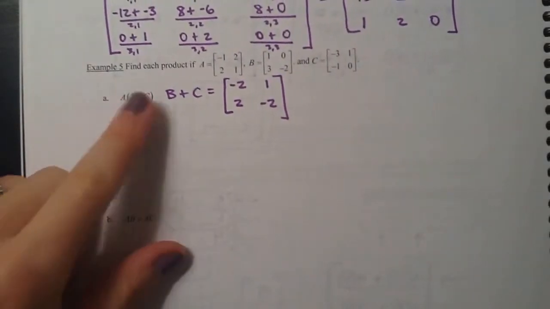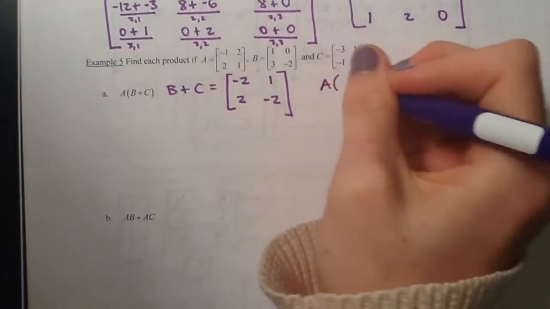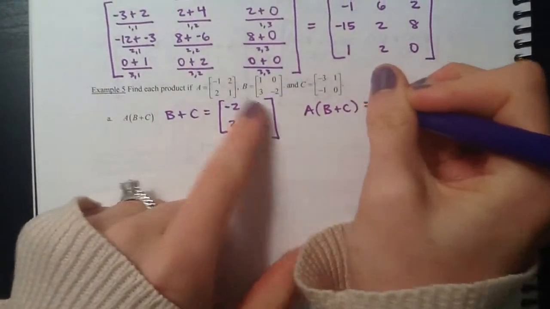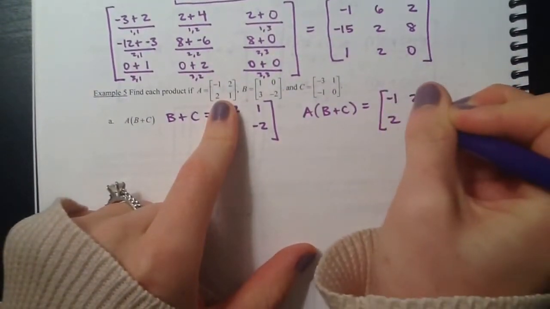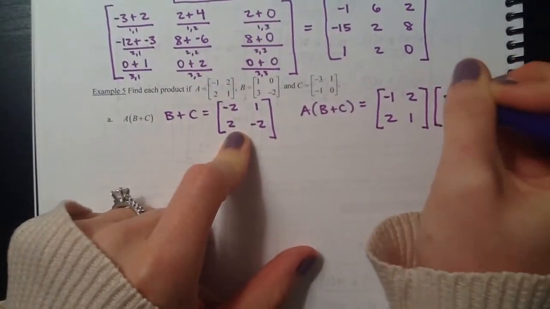Now, to get A times B plus C, we are going to line these up like multiplication. So first A, so negative 1, 2, 2, 1, and then times what we just got, B plus C.